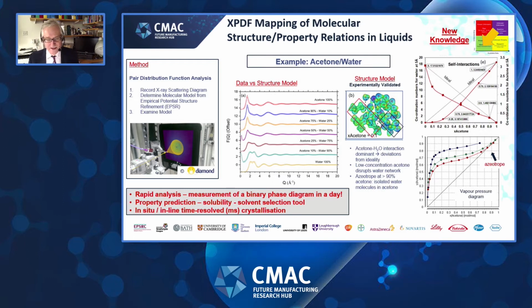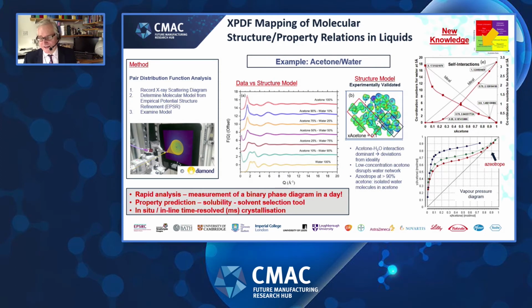What I'm showing you here in the middle is we have looked at, for example, acetone water mixtures. I'll show you the raw data and the fits that we get from the structure modeling against those data. Then on the right-hand side, you can see a diagram that summarizes the self-interactions of acetone with acetone molecules and water molecules, which shows that you've got very strong deviations from ideal behavior. So the red lines don't coincide with the straight ideal lines in this diagram, which shows us that the acetone-water interactions, so the non-self interactions, are actually the dominant feature in the acetone-water mixture.